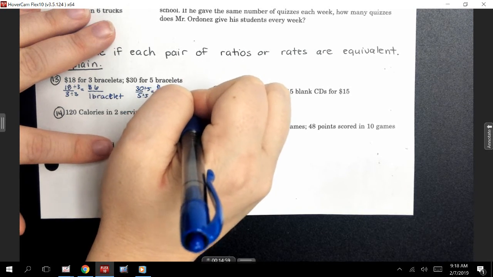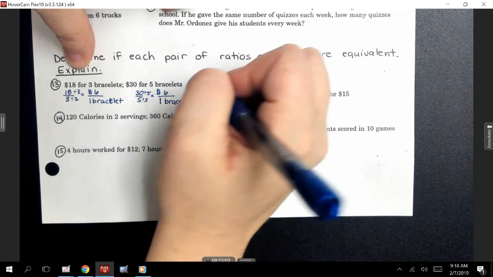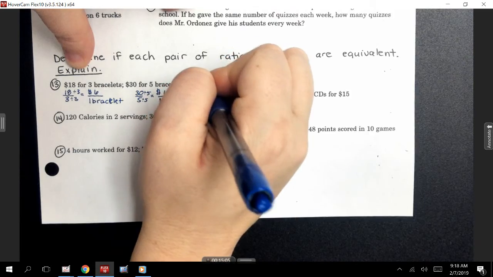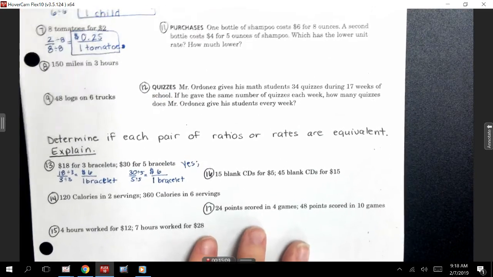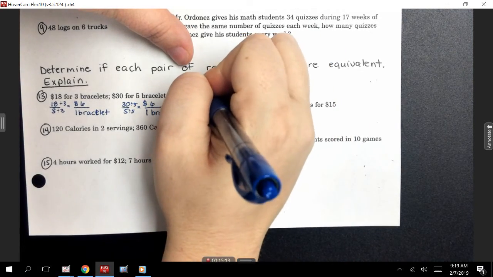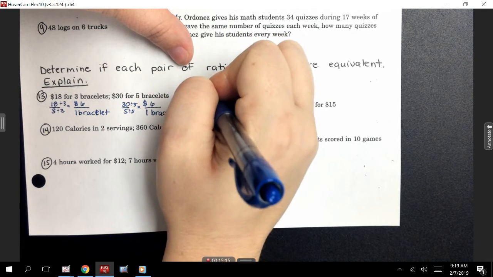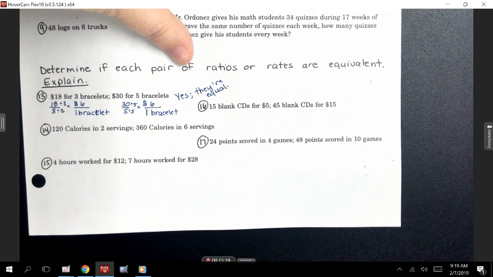All right. Are these equivalent? Yes, this one does say to explain, so I'm going to write yes. You can tell I kind of ran out of a little bit of room here, so I'm going to put yes. And why? They're equal, so I'm going to write they're equal. Yes, they're equal. That's your explanation. Okay?